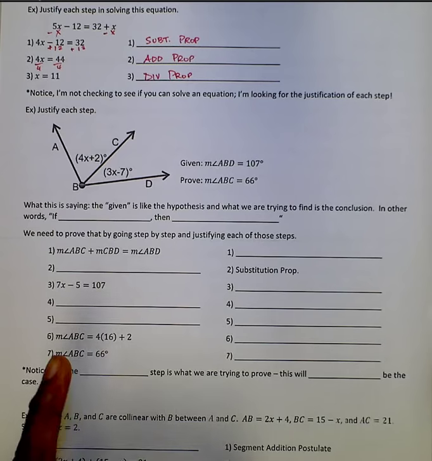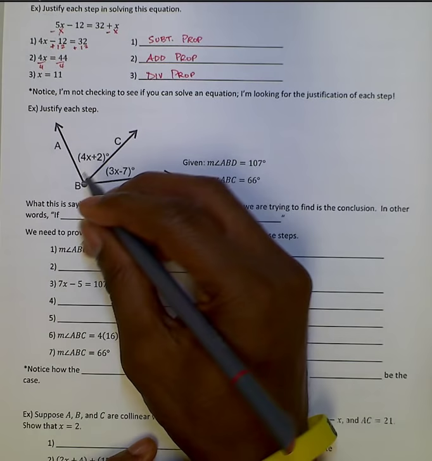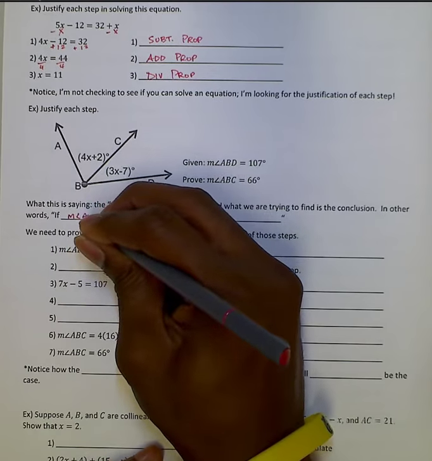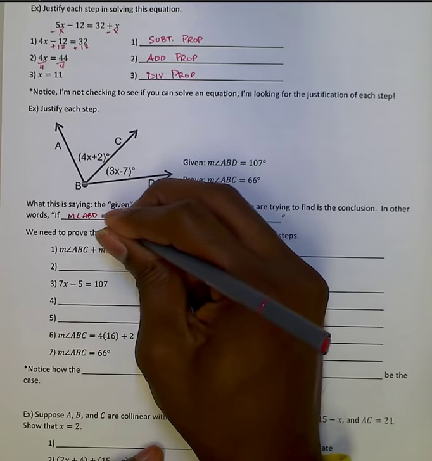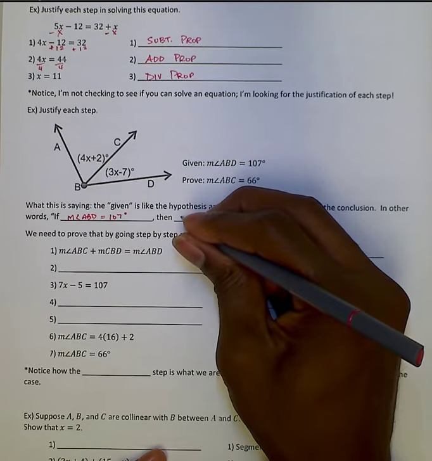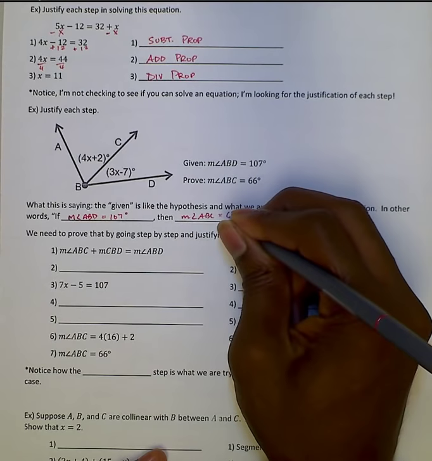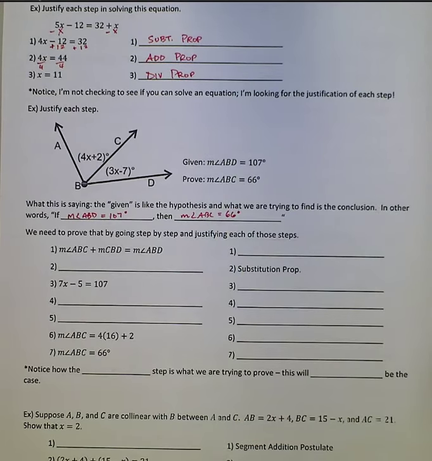So it says they gave us this angle. It says, given that measure of angle ABD equals 107 degrees, and they want us to prove that measure of ABC is 66 degrees. So what this is saying, the given is like the hypothesis. And what we're trying to find is the conclusion. In other words, if measure of angle ABD equals 107 degrees, then measure of angle ABC equals 66 degrees. Okay, and then we're going to walk through why that's the case. So we need to prove that by going step by step.